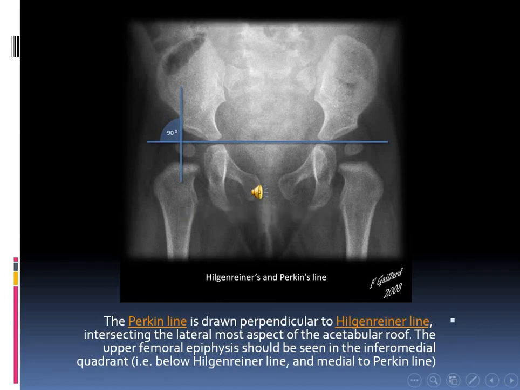Another important line for the diagnosis of DDH is a vertical line called the Perkin line, drawn perpendicular from the lateral most part of the acetabular roof downward. Normally the epiphysis should be located medial to this Perkin line. Also we have the Hilgenreiner line, which is drawn horizontally, and the epiphysis should be located according to these two lines in the inferior medial quadrant.